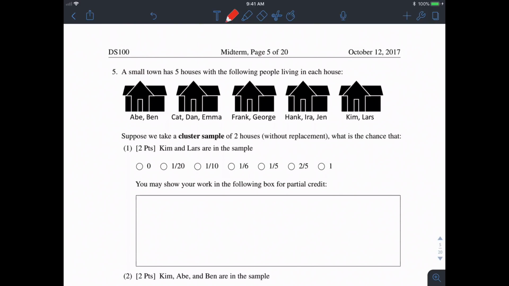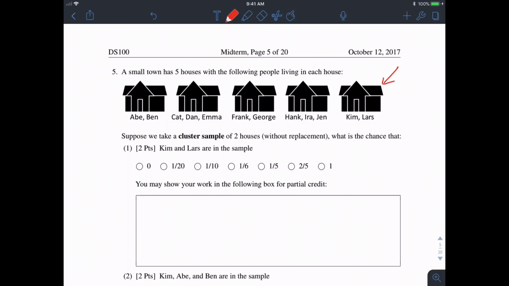Lastly, we'll look at number 5. We're given that a small town has 5 houses with the following people living in each house. Suppose we take a cluster sample of 2 houses without replacement. So it's equivalent to choosing one house and then choosing the next house. And we want the probability that Kim and Lars are in the sample. It's important to notice that Kim and Lars happen to be in the same house. So this question boils down to, what is the probability that this 5th house is chosen?